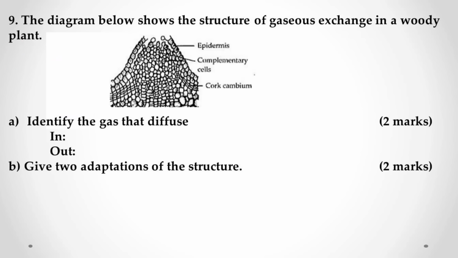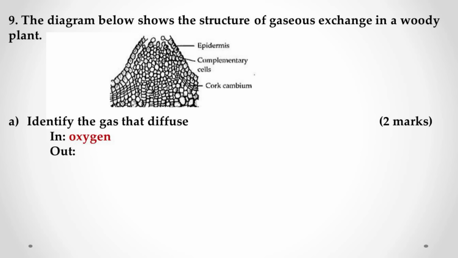Question 9. The diagram below shows the structure for gaseous exchange in a woody plant. A, identify the gas that diffuses in and identify the gas that diffuses out. And question B, give two adaptations of this structure. The gas that diffuses in is oxygen, and the gas that diffuses out is carbon dioxide.